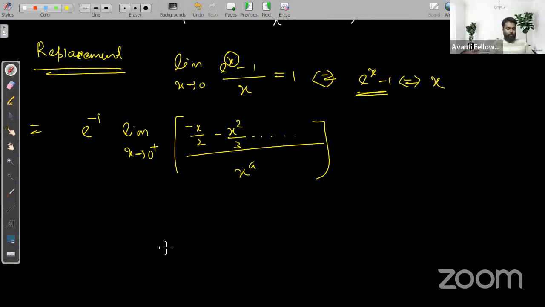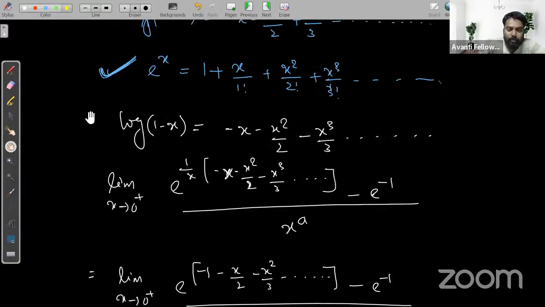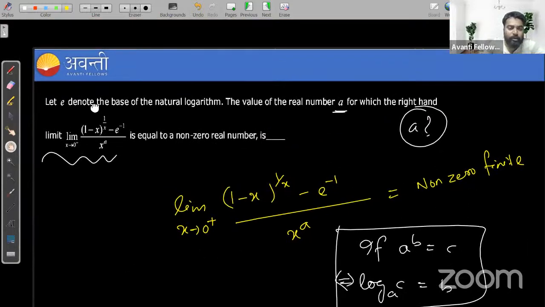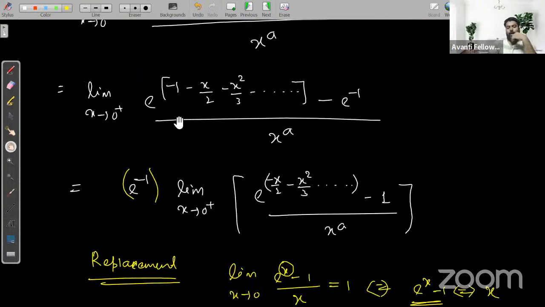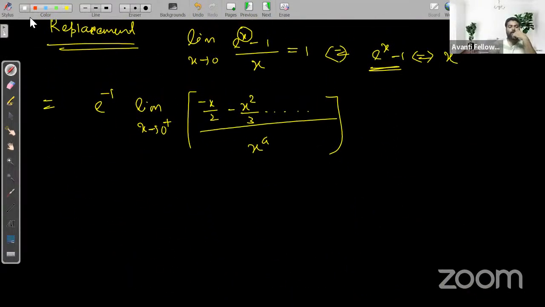Put the limit now. What are the options given? Oh, it's a numerical question, okay, no issues. It is given that the limit is a non-zero finite real number. So it has to be a real non-zero finite number. So the value of a must be... put a is equal to 1.